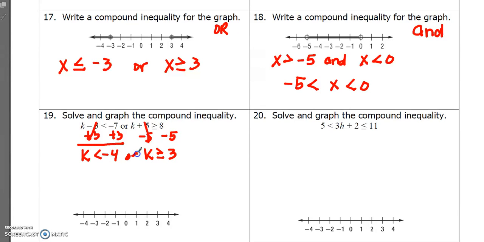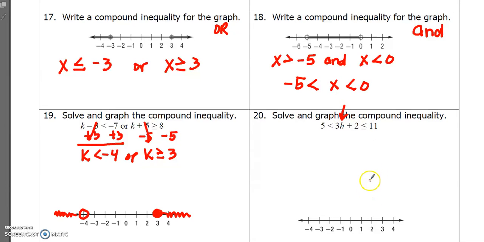And this was an OR problem. So down here at negative 4, it's less than or equal to, so I'll be shading this direction. And then my k is greater than or equal to 3, so I'll fill this in, and I will shade to the right.